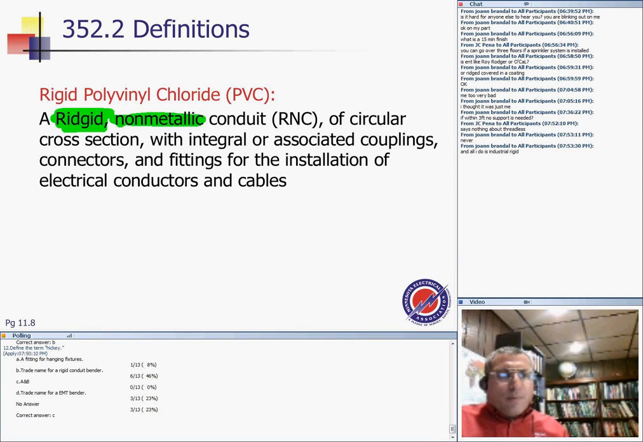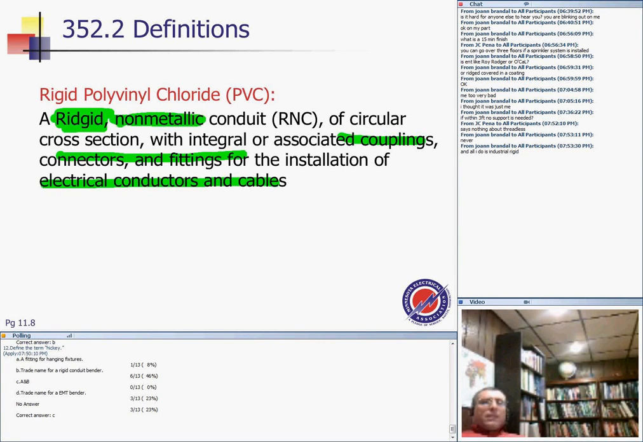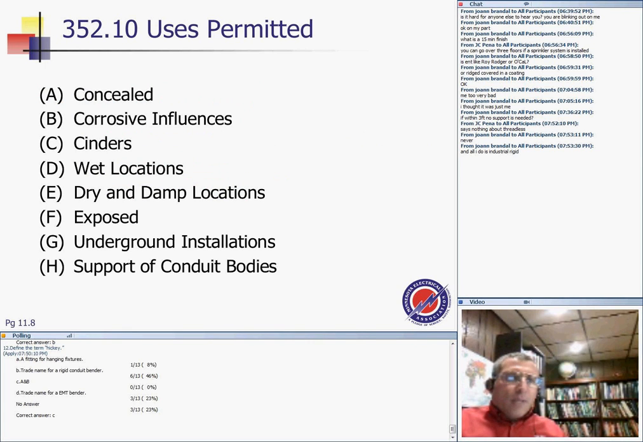It's circular. Almost all of them are circular. It comes with fittings and so forth, and it's also for conductors or cables. Very important, guys: if I want to highlight one thing, I highlight the words rigid and non-metallic. These are the beauty of the PVC. That makes it a good conduit.